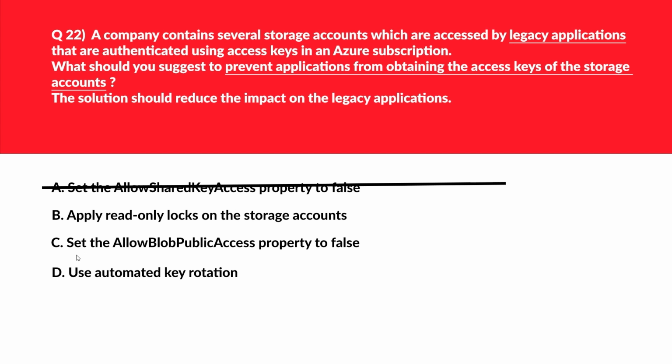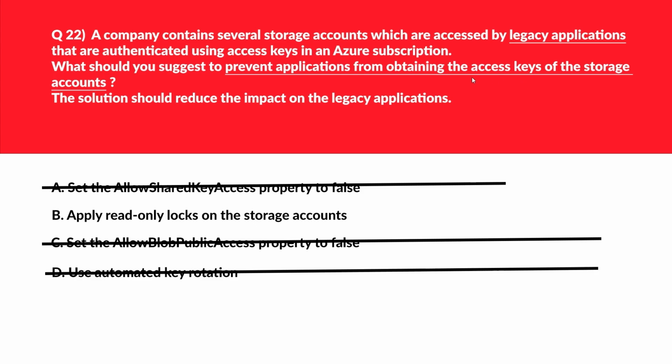Let's look at option C. C says set the allow blob public access property to false. Disabling public access would not prevent new applications from obtaining the access keys. Therefore, incorrect choice. Let's look at option D now. D says use automated key rotation. Key rotation would improve security but cannot prevent applications from obtaining the access keys of the storage account as required here in the question. Therefore, incorrect choice.